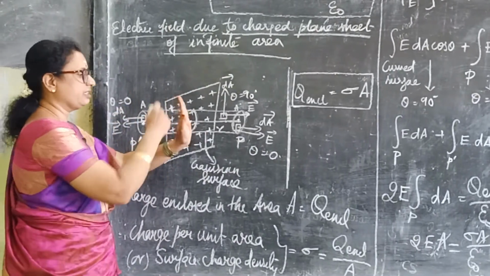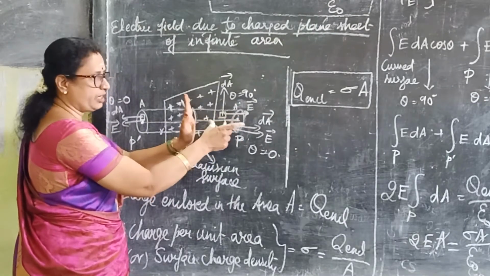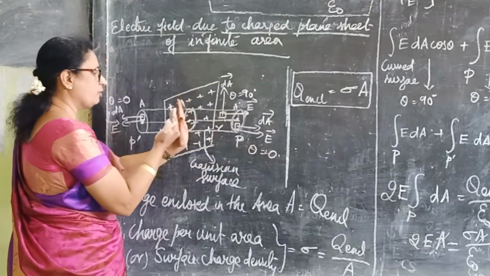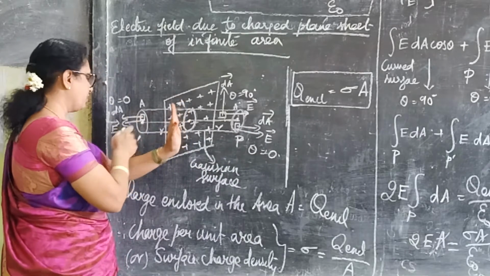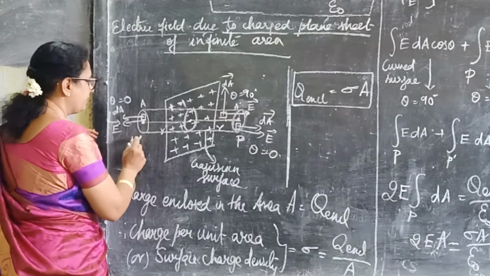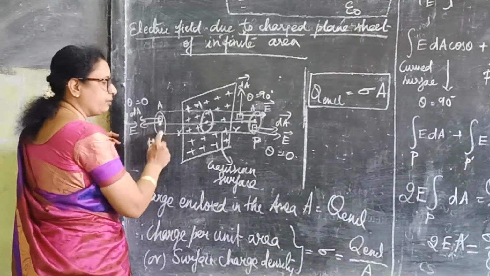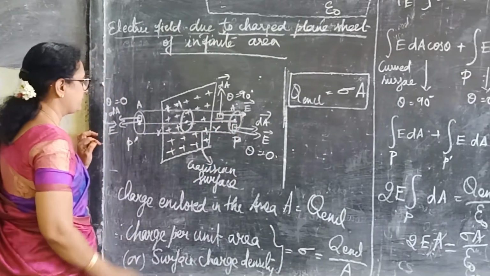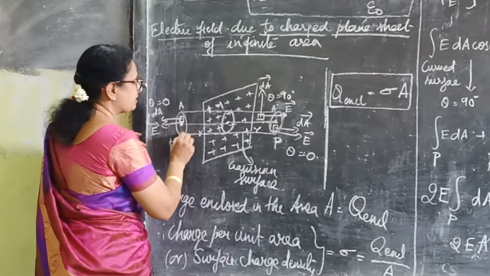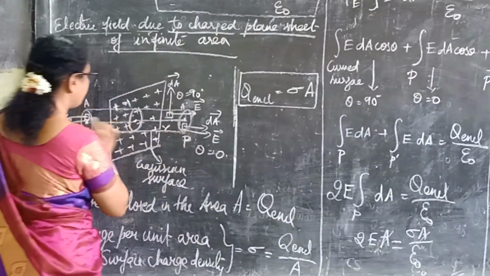The plane sheet is like this. We are considering one point P at a distance r from the plane sheet on the right hand side. So, by symmetry we are considering another point P dash at the same distance r, this side, left hand side. Here again we are considering the same area and the electric field will be the same at all points. So, with these as the two surfaces, let us draw the Gaussian cylinder like this.